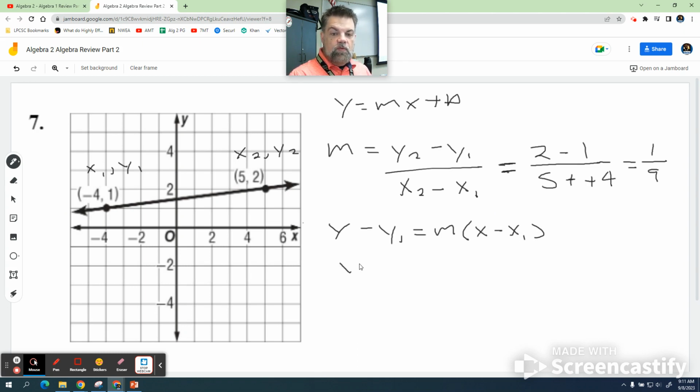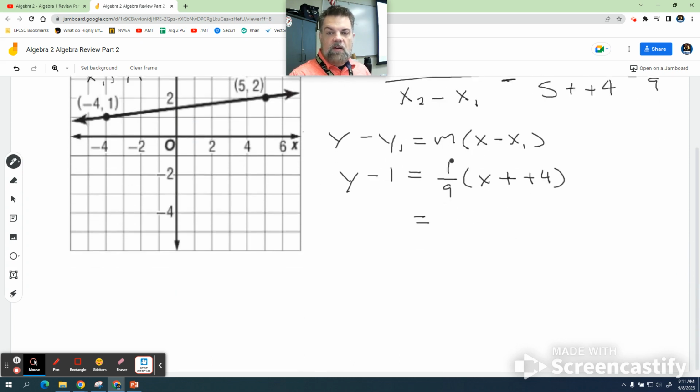All right. So then I have y minus, what's y sub 1? 1. Okay, this is the hard part. This is m is 1 over 9 times the quantity x minus, what's x sub 1? Negative 4. Oh boy. So now, again, because it's a negative 4, I'm subtracting a negative, which means I really plus it. So I'm going to have to distribute that 1 over 9 through the parentheses. So 1 over 9 times x is just 1 over 9 times x, right? This I've got to distribute as well.